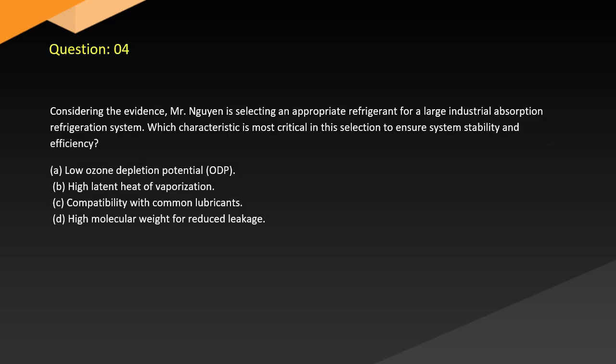Question 4. Considering the evidence, Mr. Nguyen is selecting an appropriate refrigerant for a large industrial absorption refrigeration system. Which characteristic is most critical in this selection to ensure system stability and efficiency? A. Low ozone depletion potential. B. High latent heat of vaporization. C. Compatibility with common lubricants. D. High molecular weight for reduced leakage.